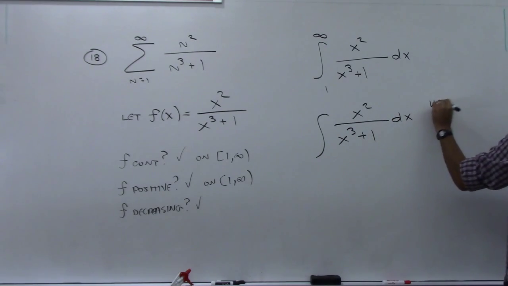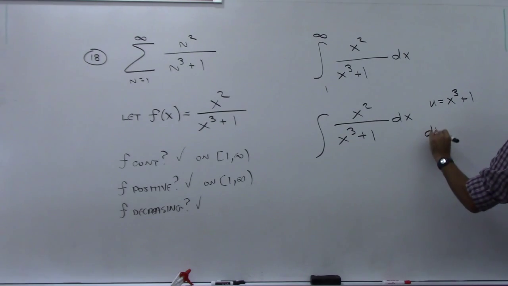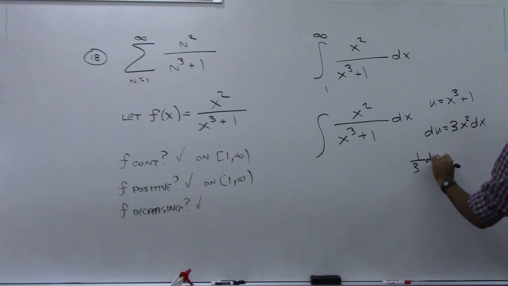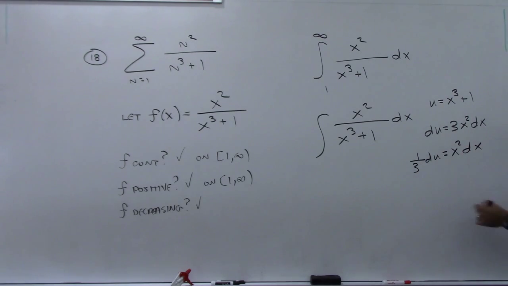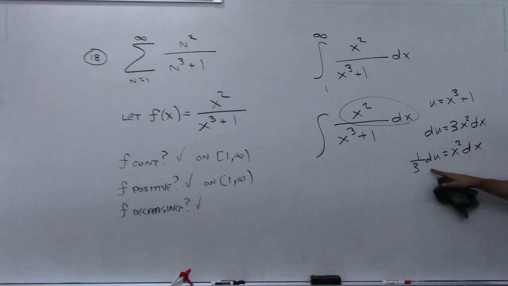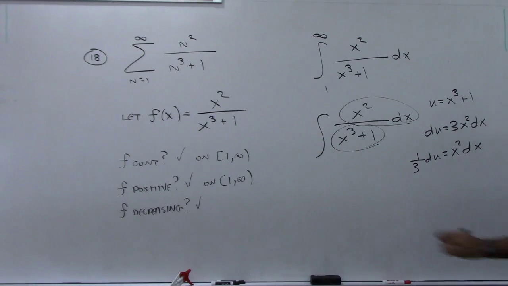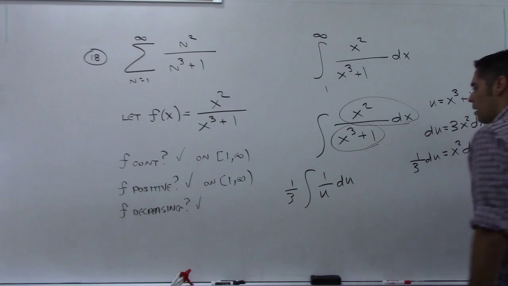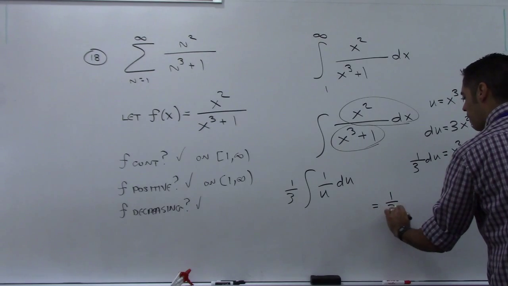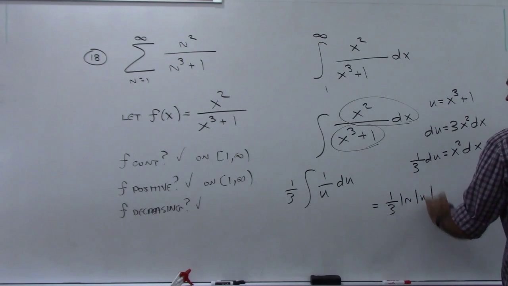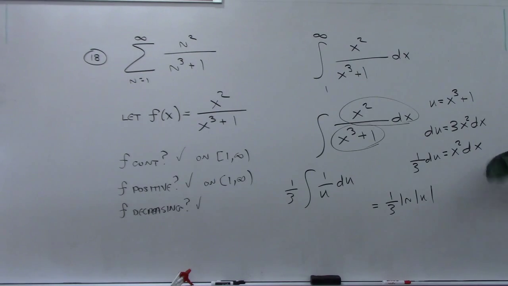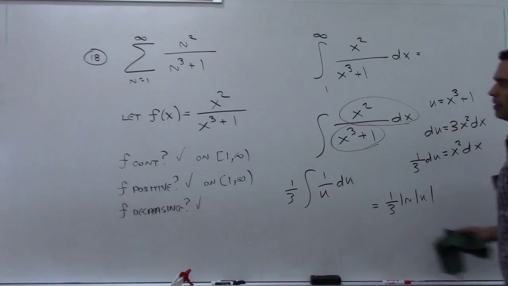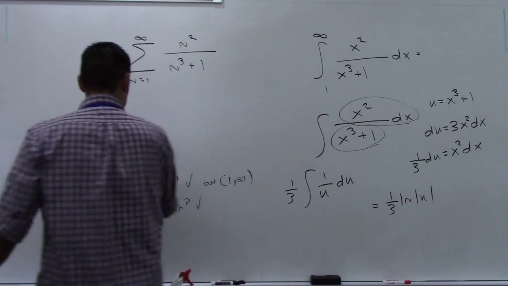Convert this over just to an indefinite integral real quick so I can find the antiderivative. Make a basic substitution of the bottom. There's du. 1/3 du equals x squared dx. So I'm going to replace x squared dx by 1/3 du, and replace x cubed plus 1 with u. So this integral becomes 1/3 times the integral of 1 over u du, and then that becomes 1/3 natural log absolute value of u, plus c. But we're going to come back up here now.